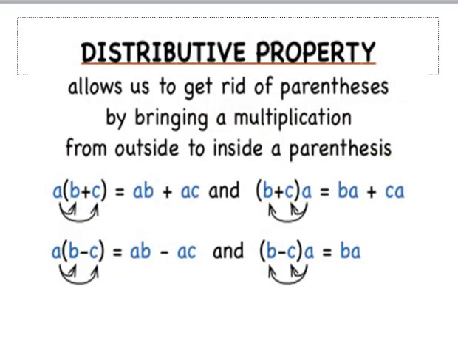Now if I can, there is another slide that explains the distributive property. It allows us to get rid of parentheses, or remove parentheses, by bringing a multiplication from outside to inside the parentheses. Now here, you can notice that if I want to get rid of the parentheses, I can multiply a times b plus a times c, okay?